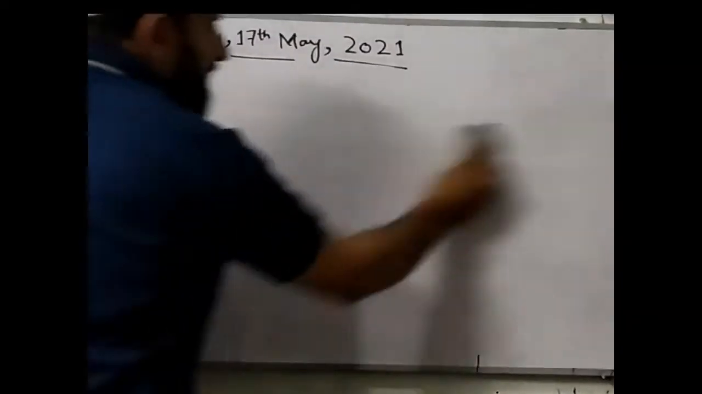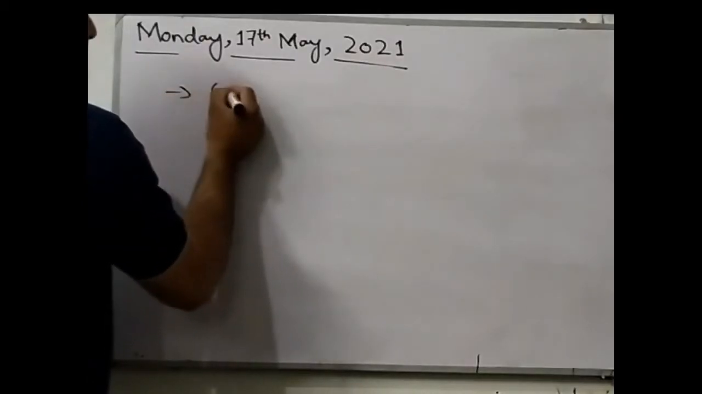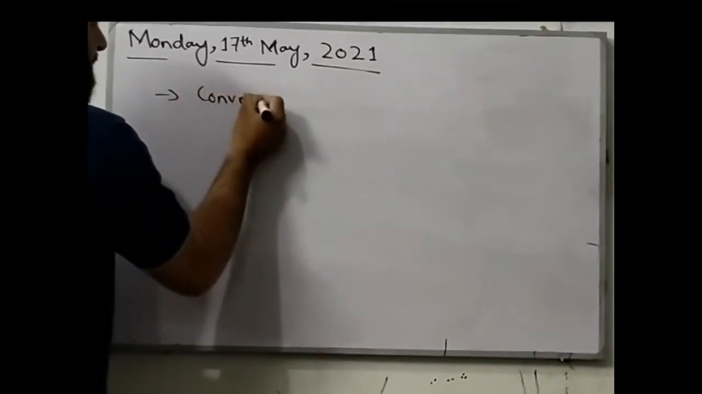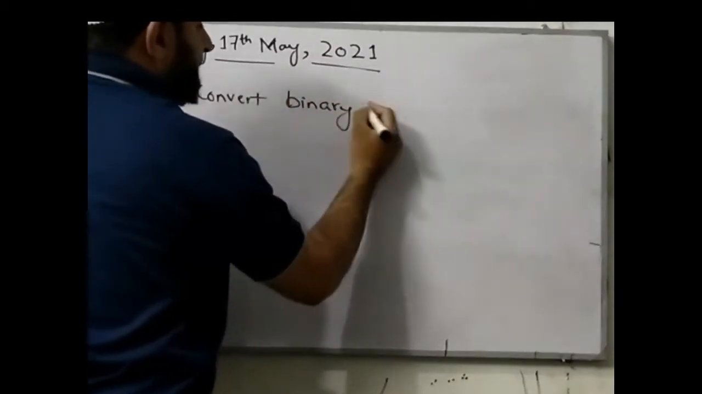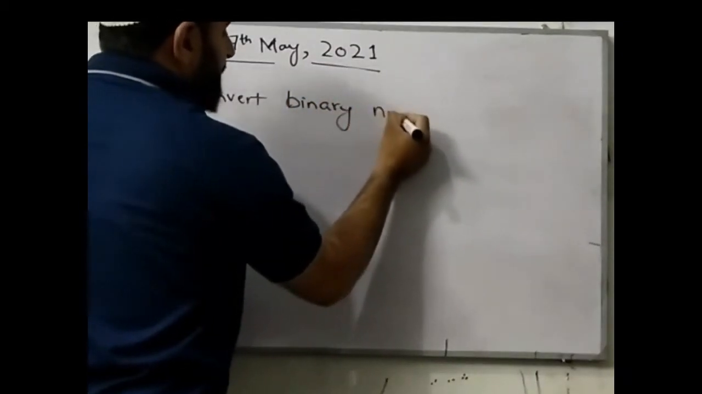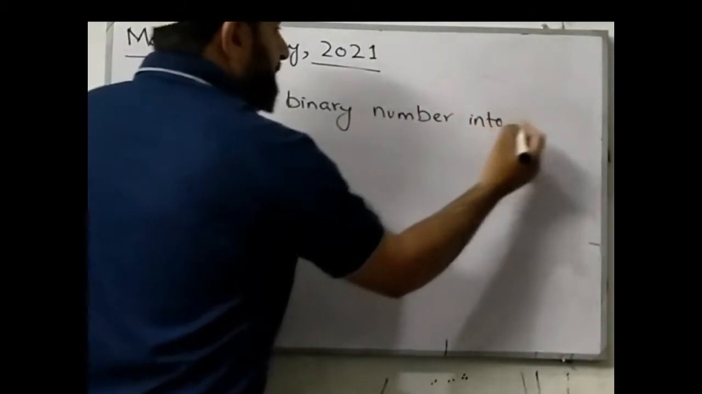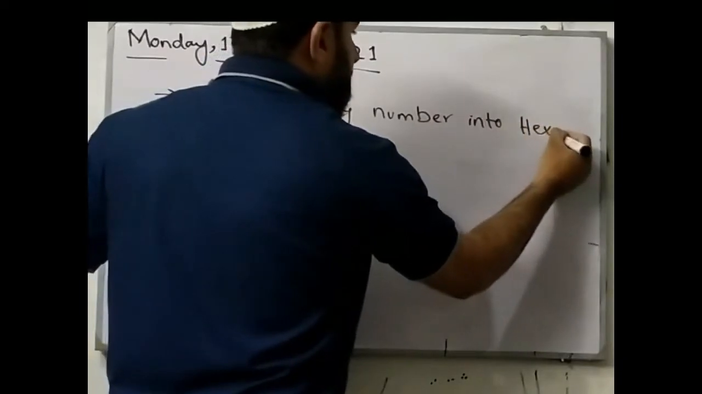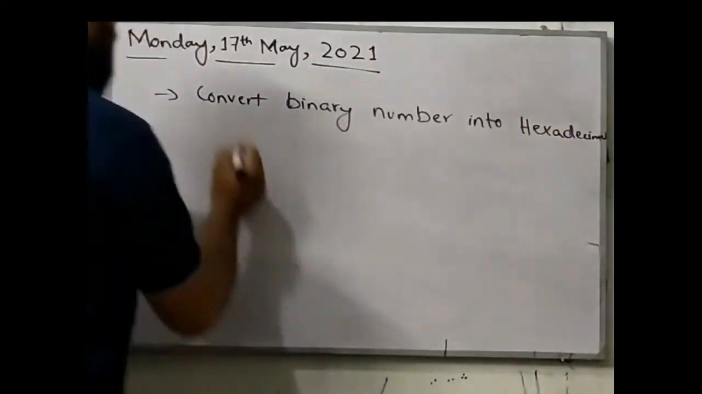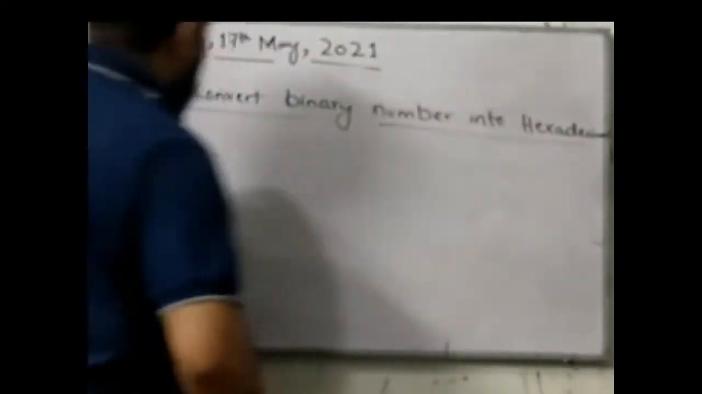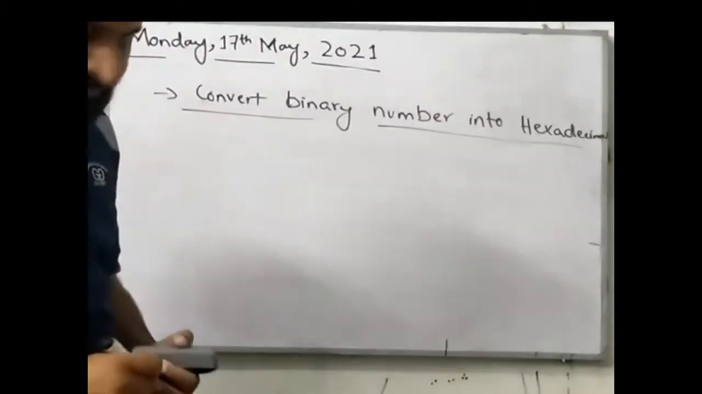Now I am going to convert binary number into hexadecimal. How we will do that? Okay, first of all I need to pick a value. It's on my book, it's on activity 1.4.